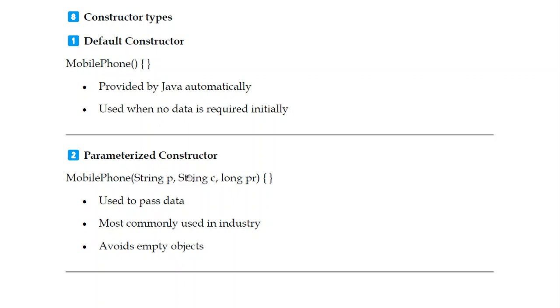Next, parameterized constructor means, as the word itself says, we are passing the data. We are sending the message and the receiver will receive it. Same concept. This parameterized constructor is the most commonly used in industry.